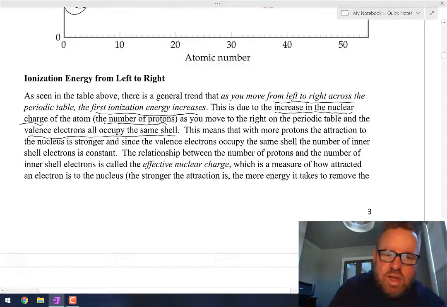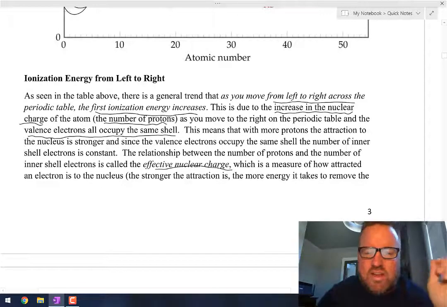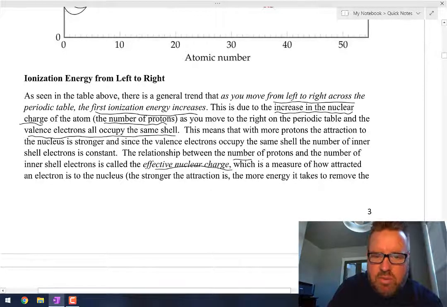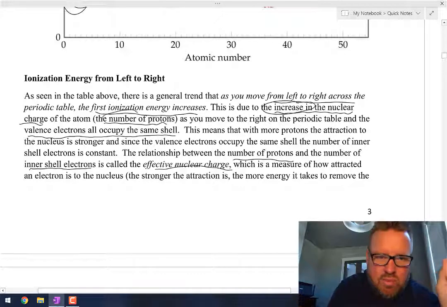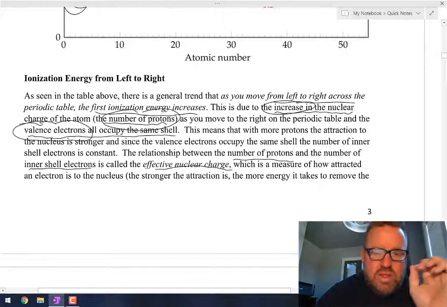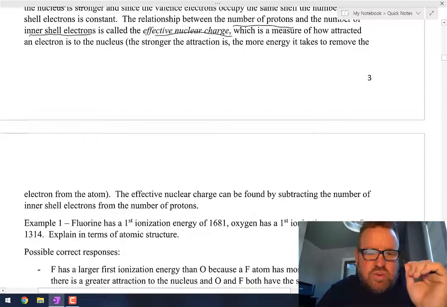And don't worry about this. This is just a relationship between the protons and the valence electrons. It's called the effective nuclear charge. Again, it's the relationship between the number of protons and the number of inner shell electrons. But again, this is the key here: the increase in the number of protons and the fact that the valence electrons are found in the same shell. You say that, you're going to get an absolute perfect score.